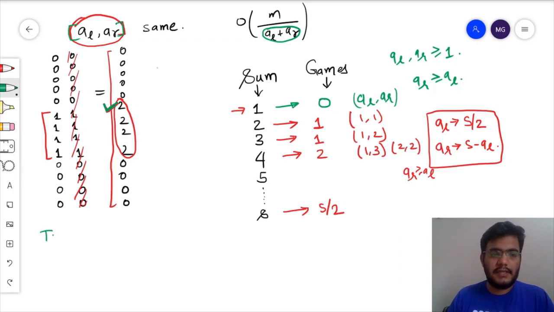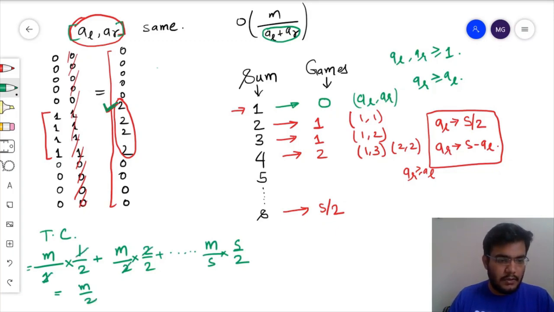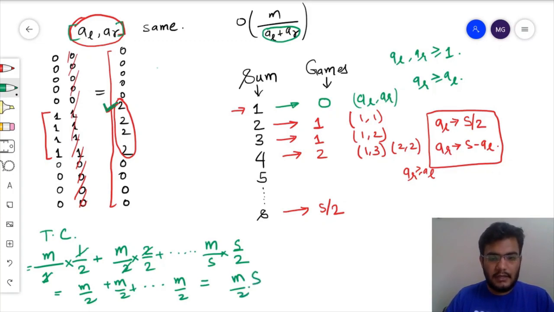So let's see what will be the time complexity for this thing. The number of iterations will be M upon sum multiplied by the distinct number of games possible, plus M by 2 multiplied by the distinct number of games possible. Similarly, this term will go up to M by S multiplied by S by 2. If we calculate this term, it comes out to be M by 2 plus M by 2 plus M by 2, S number of times. So it is M by 2 times S. It comes out to be complexity of M into S.